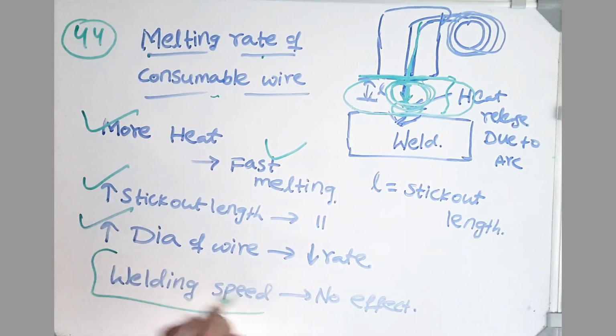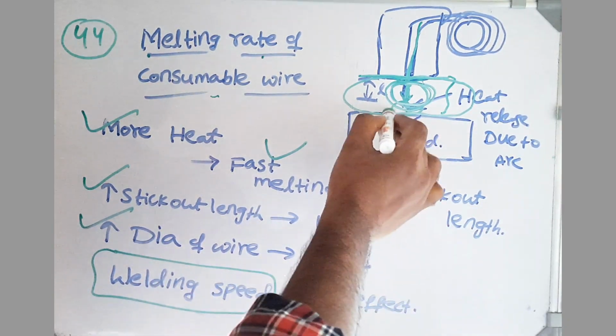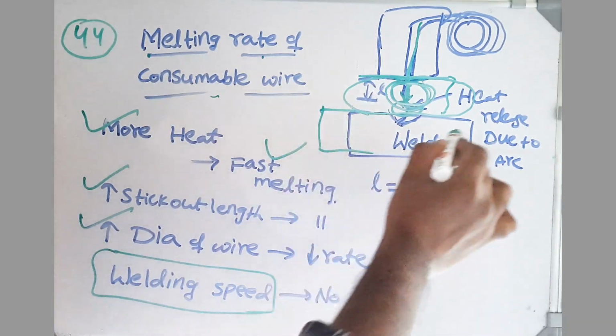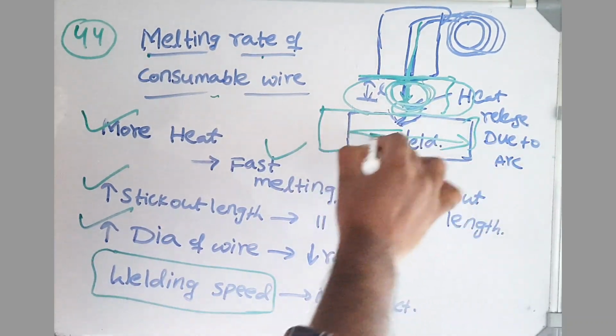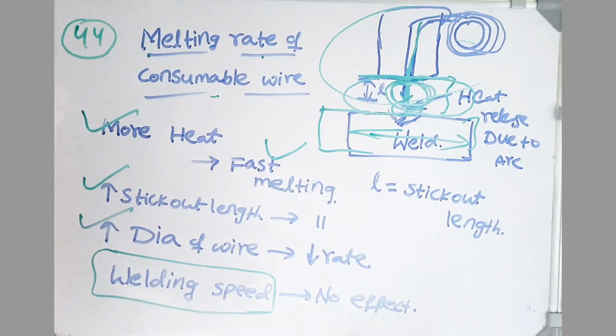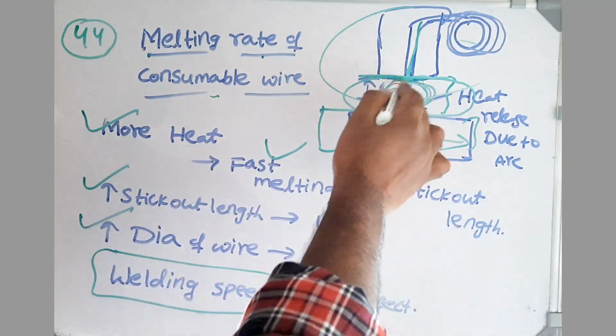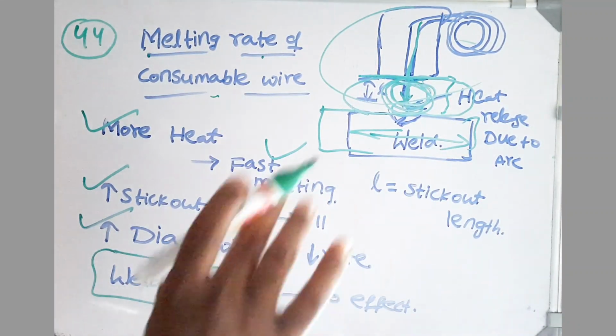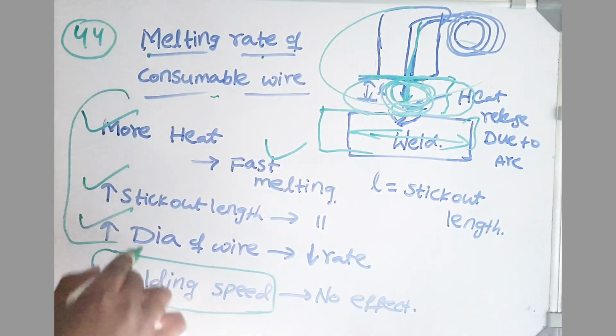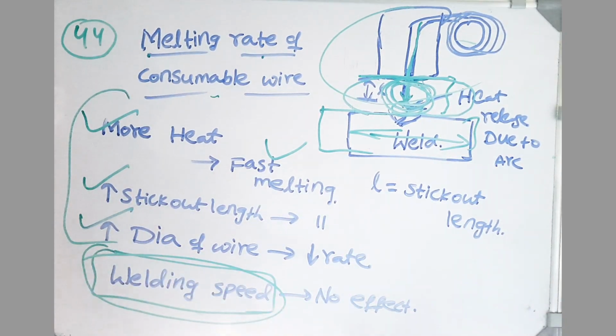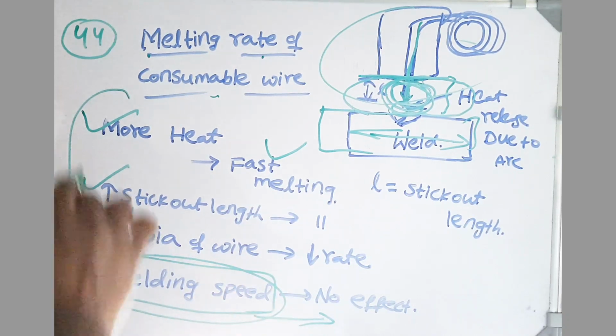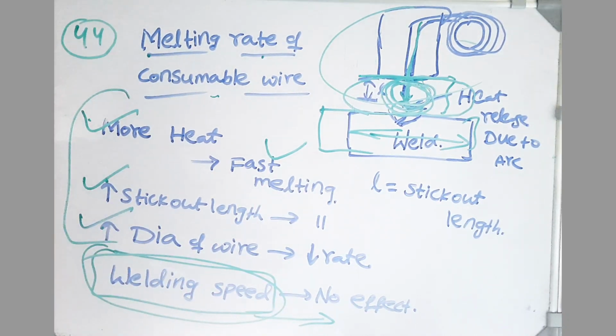Friends, many people are confused with welding speed. Why is welding speed not affecting? Because if you move or weld at this rate, or if you are moving the whole setup at some rate, there is no change in the amount of energy supplied here. So the melting rate only depends on these things and it does not depend on welding speed, because it doesn't have any effect on the total amount of energy supplied. So our answer is these three options.